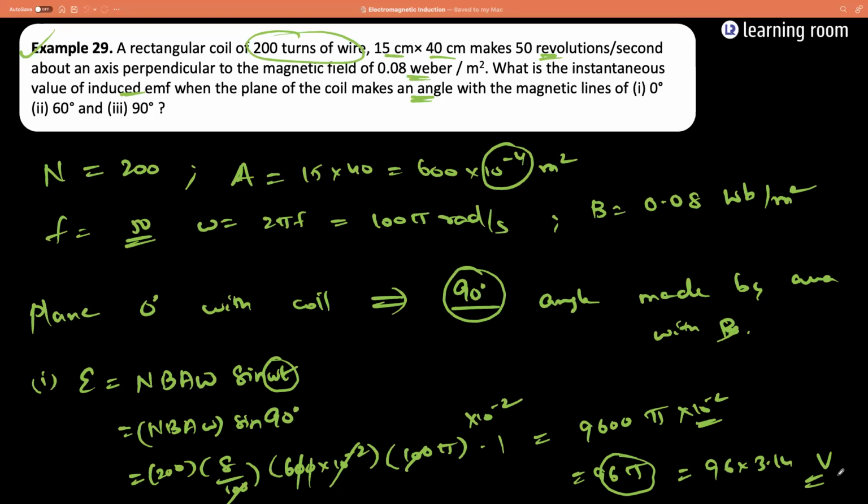Can you do the second one? So for the second one, what is going to be the angle? You tell me the angle, that is enough. Calculation part, you do it later. For the second, 60 degree, what is the angle? 30. Yes, 30, because 90 minus 60 is what you need to substitute. When it comes to 90, it is 90 minus 90, 0. So here the angle that you need to substitute is 30 degrees. Here the angle that you need to substitute is 0 degrees.